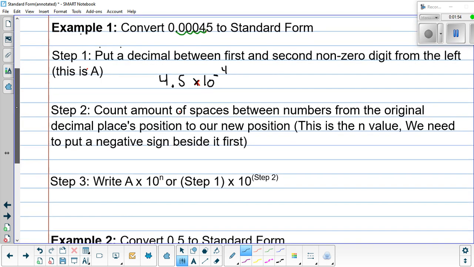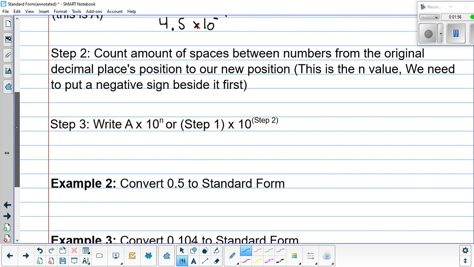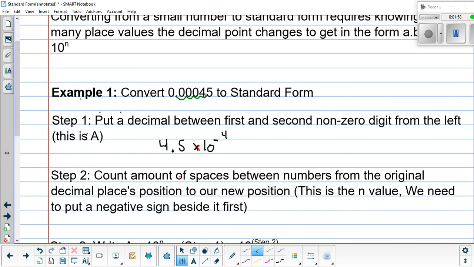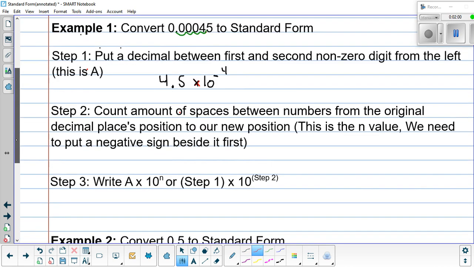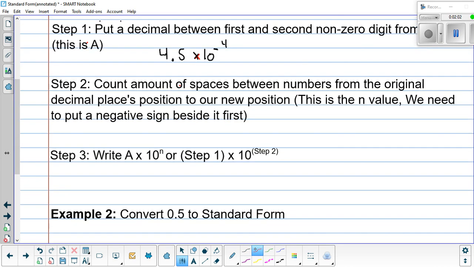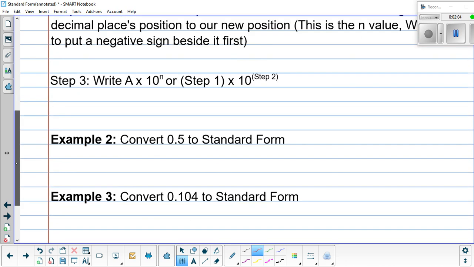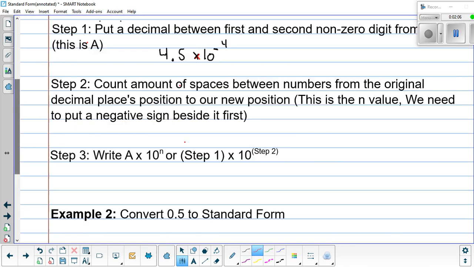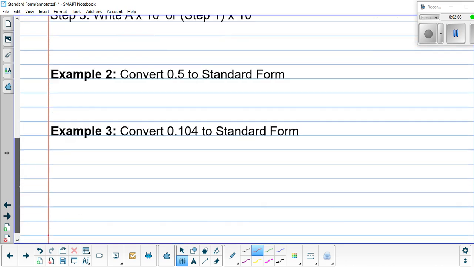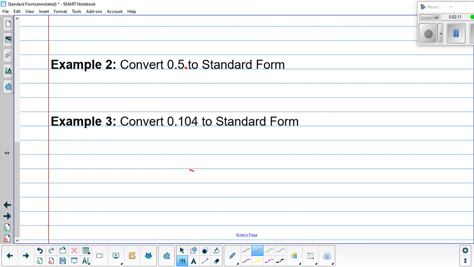Okay. So we want to convert 0.5 to standard form. So this one, once again, once you start actually going through these, you'd see that there's actually not a lot of work to these. So here we have our decimal place. We have our other one right here. So we can write 5. We can write 5.0. It doesn't matter.